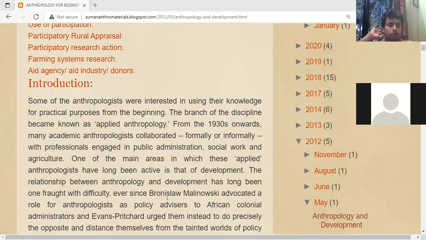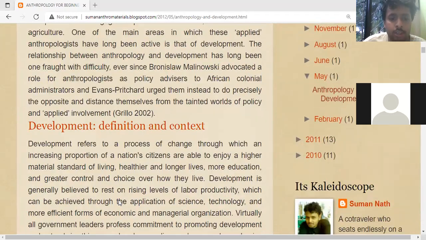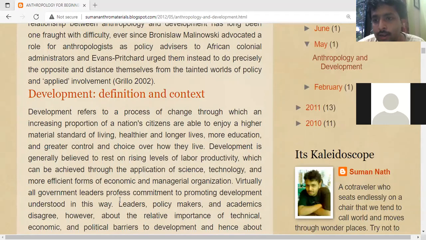তো দৈনন্দিন জীবনের সমস্যাগুলোকে সলভ করার জন্য আমি অ্যানথ্রোপোলজিক্যাল মেথডকে বা অ্যানথ্রোপোলজিক্যাল ফাইন্ডিংস বা থিওরিকে কিভাবে ব্যবহার করতে পারি সেটা নিয়ে we already had a detailed discussion. Today we are going to discuss about development. Now before discussing the development itself, we need to know what is development. Development ব্যাপারটা কি সেইটা আমাদের সবার আগে বুঝতে হবে.